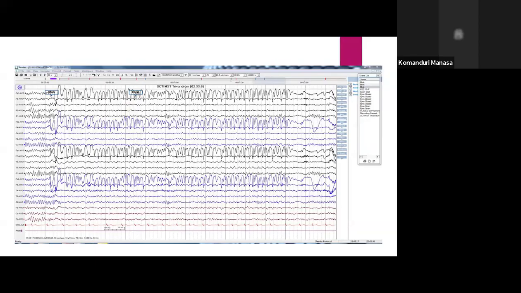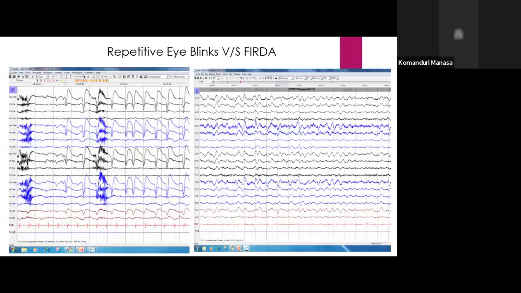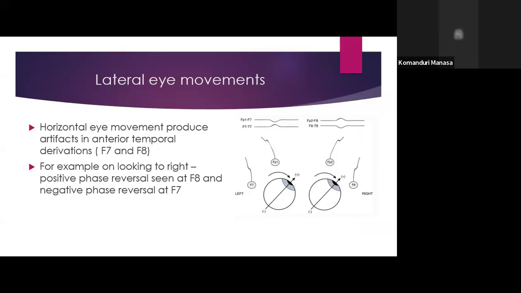Lateral eye movements, horizontal eye movement, produce artifacts in the anterior temporal derivations like F7 and F8 when the eyeball moves to the sides. For example, if the patient looks towards the right side, F8 becomes more positive compared to FP2. So that results in an upward deflection at FP2, F8, and there is a downward deflection on the opposite side.